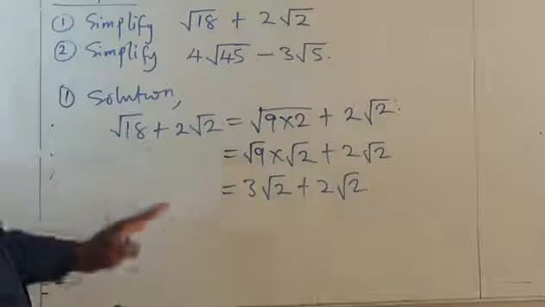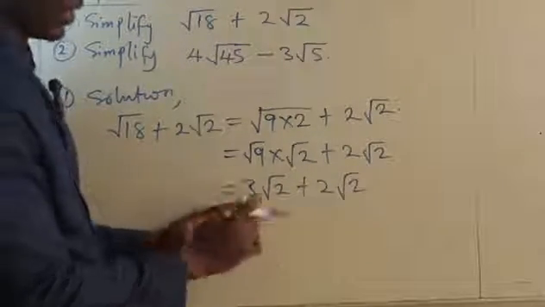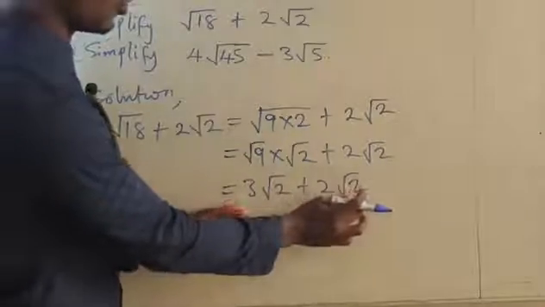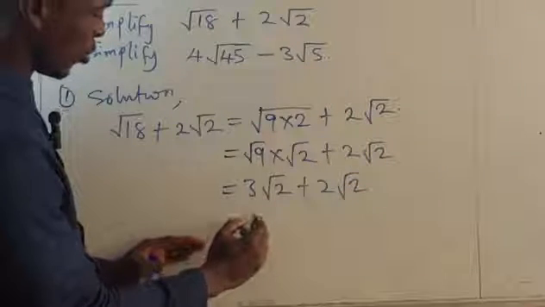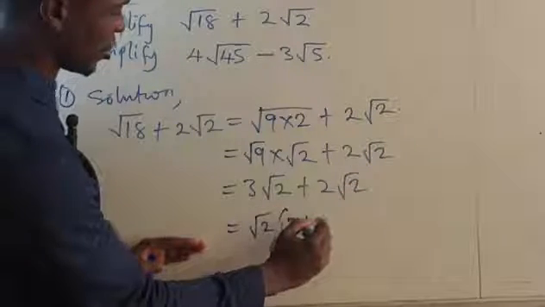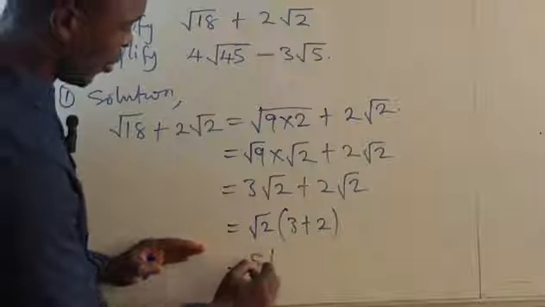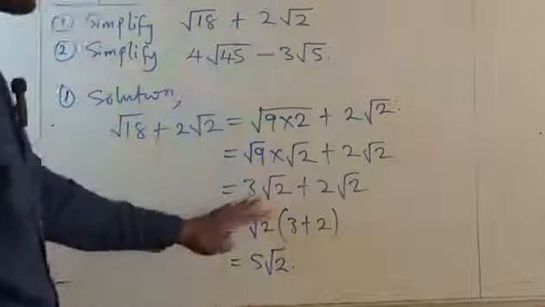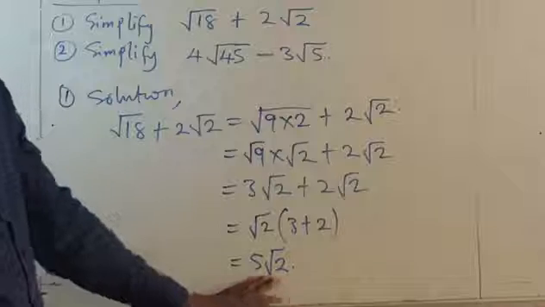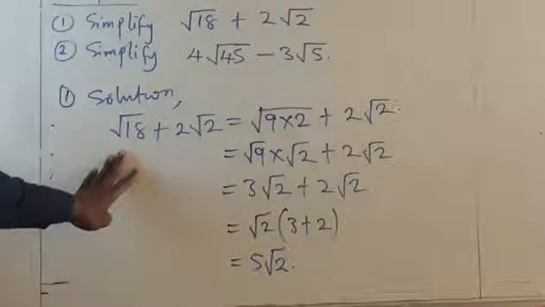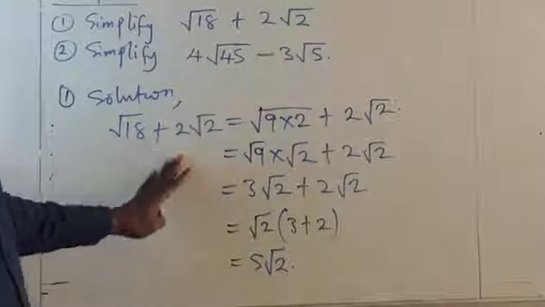Under Surds, we are allowed to add since they have the same like term, and the like terms are root 2 and root 2. So they possess the same square root. So we are going to have square root of 2 into 3 plus 2. 3 plus 2 is 5. So we have 5 root 2. So 3 root 2 plus 2 root 2 is given as 5 root 2. This is example 1 under addition and subtraction of roots, that is the example under addition of roots.